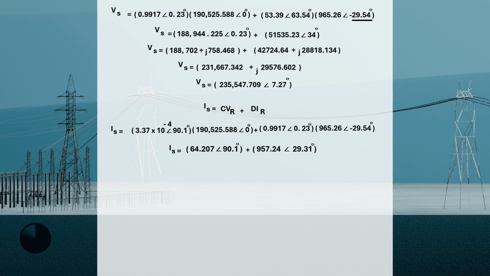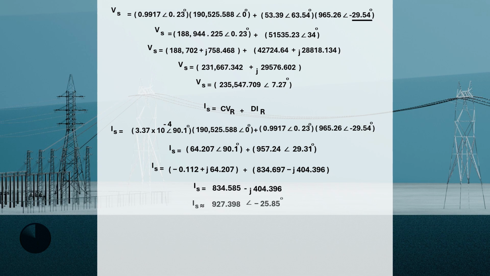To add these two phasors, we first convert them from polar form to rectangular form. After conversion and addition, the result is 834.585 minus j404.396. Then, converting this rectangular form back to polar form, we find that the sending end current Is is approximately 927.398 at an angle of minus 25.85 degrees.